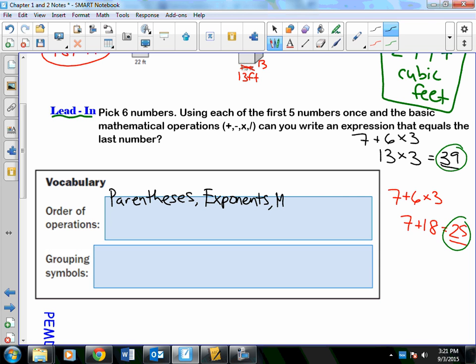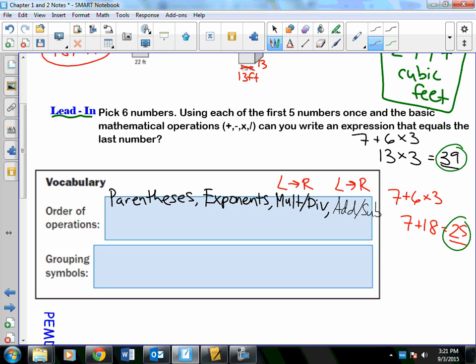Then we have multiplication and division, but those are actually tied. We work those two left to right. So if there's multiplication and division going on in an expression, we do the leftmost one first. And a similar idea for addition and subtraction. Those are tied as well. We work those left to right.